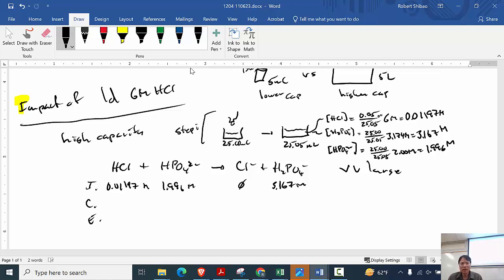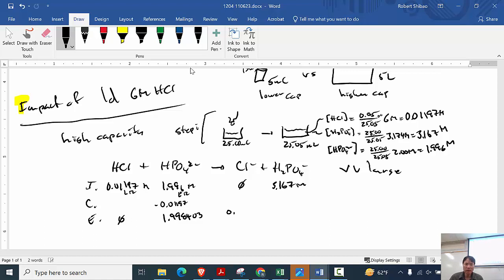Limiting reagent, HCl. The excess reagent is the HPO4 2-. So the limiting reagent is going to go to 0, and so we're going to lose that here, 0.01197. So I'm just going to use the calculator. 1.996 minus 0.01197. I should probably get it to the same number of decimal places, but it's all right. So I get 1.998403. I have way too many digits there, but it's all right.